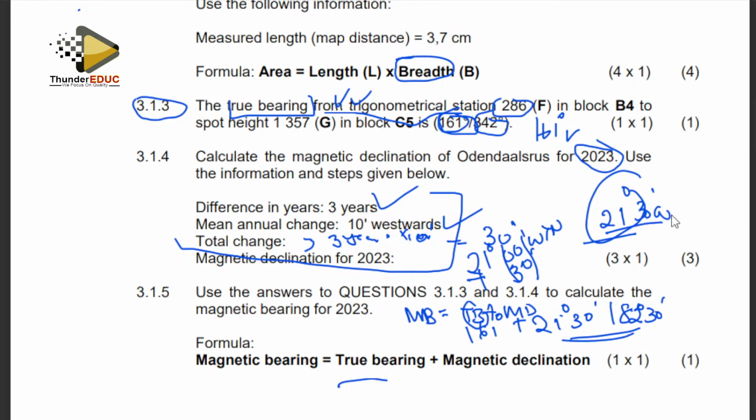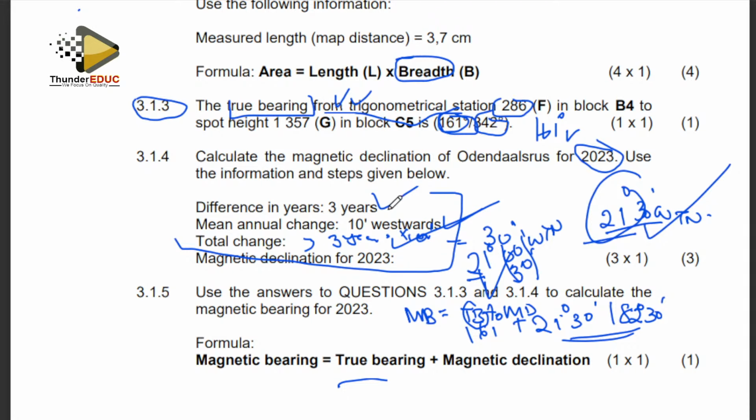So please don't forget here to put the units, west of true north, because if you forget it, sometimes they don't mark it. And another thing is that you see there are 3 marks. Ask yourself a question, where are the 3 marks coming from? Is it just writing 3 times 10, you get this, and you add? No. The mark is going to be given for the plus sign, and the mark will be given for a final answer. Meaning to say, please don't forget to plus here.